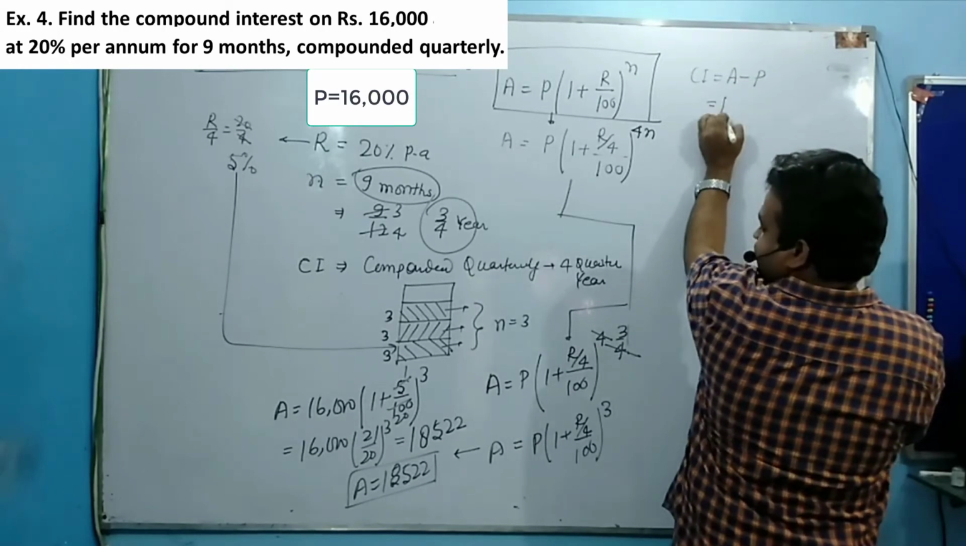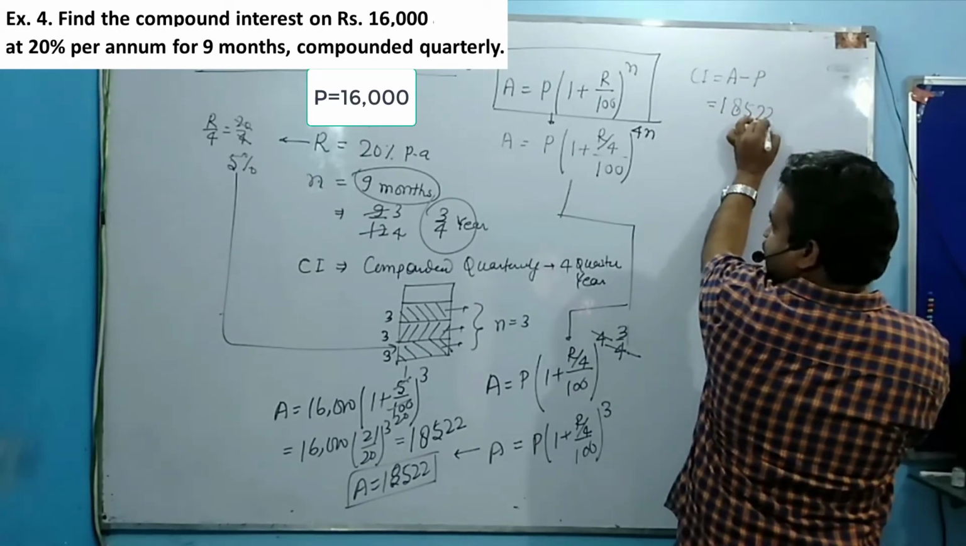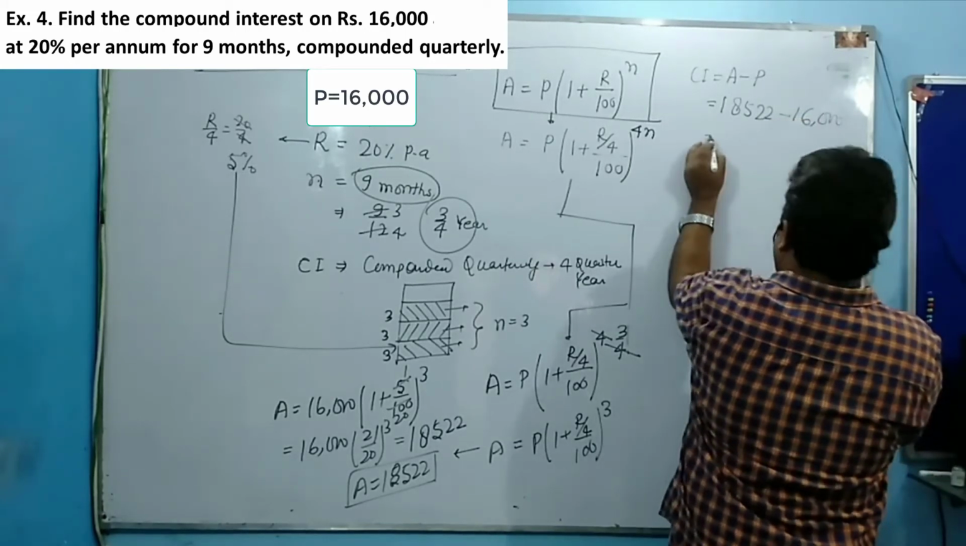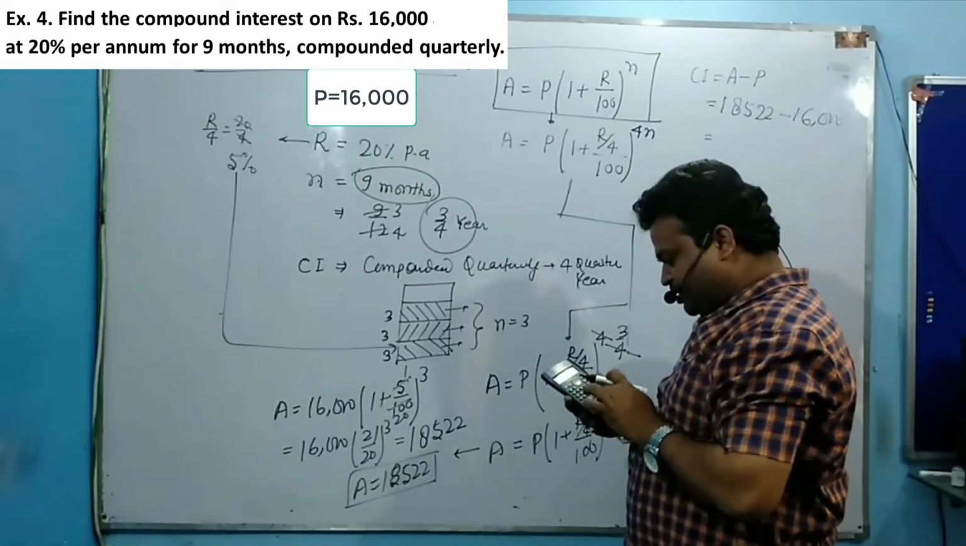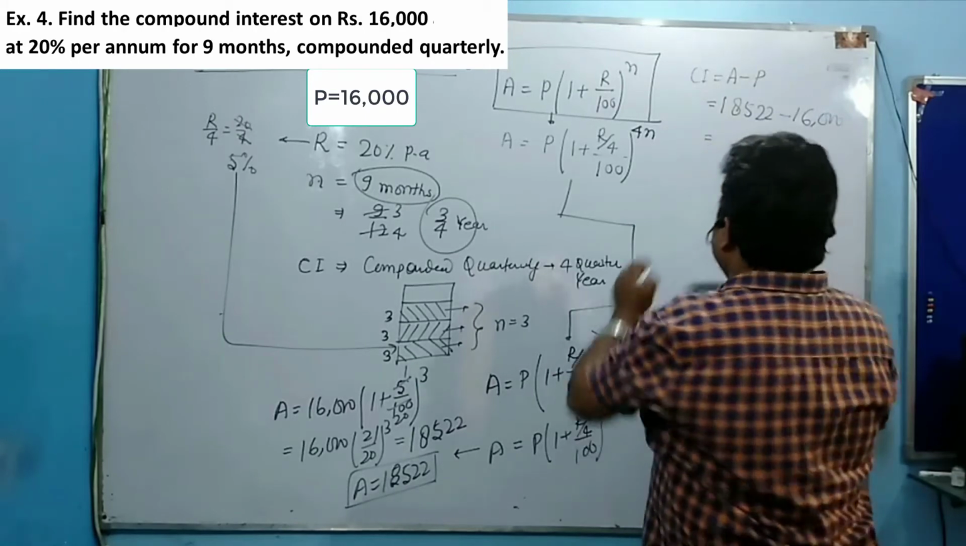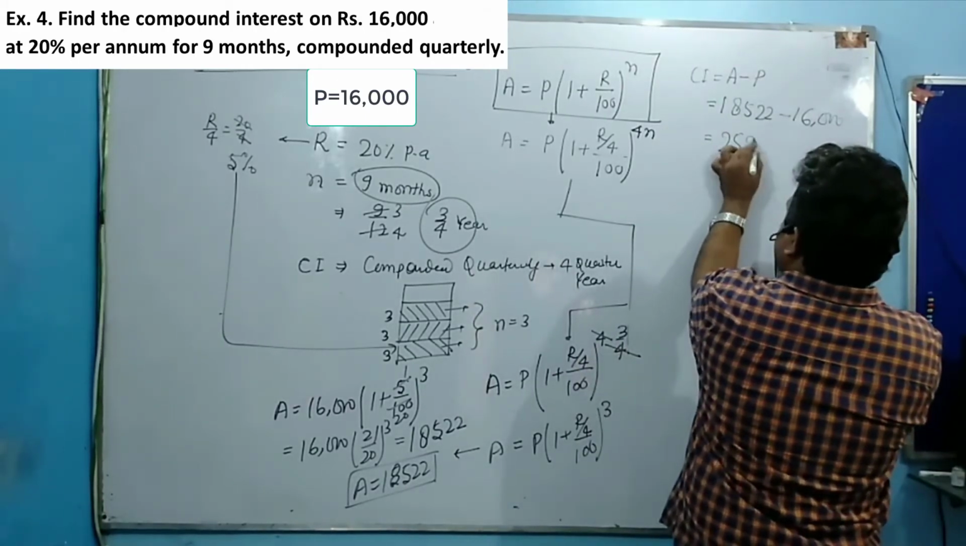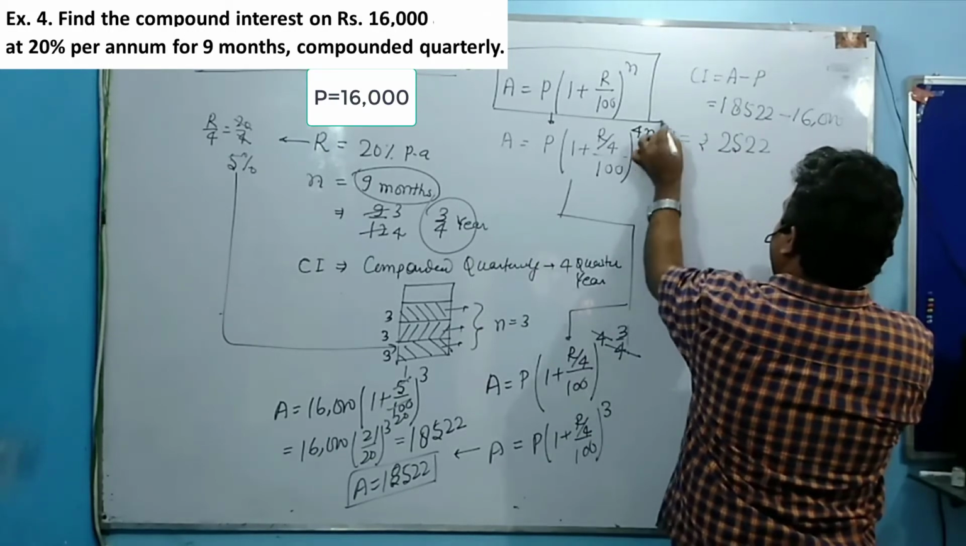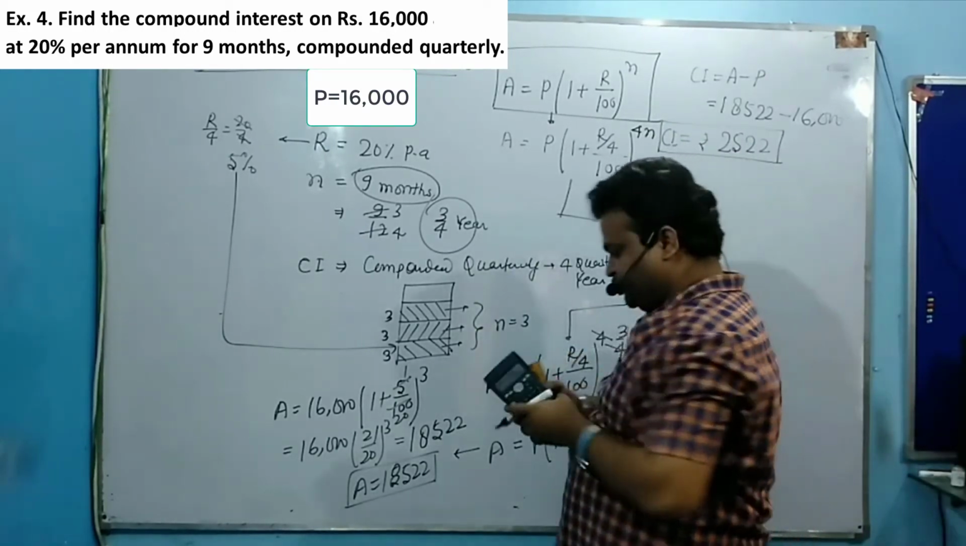A is 18500. P value is 16,000. So when I subtract this value, I will get 2522 rupees. So this is my compound interest value for this question.